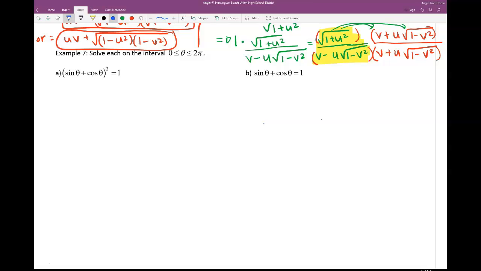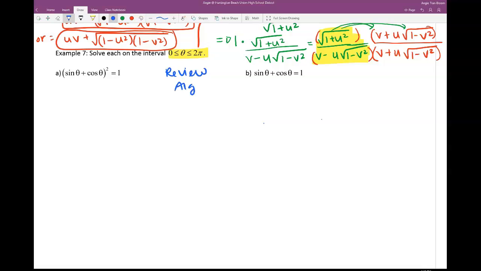Okay, so here we go, example 7. Solve each on the interval of 0 to 2 pi inclusive. So keep that in mind, because it's including 0 and 2 pi, you can have both. Your book, though, might have a different set of directions. If it says solve from 0 to 2 pi, not including 2 pi, then you can't have 2 pi.